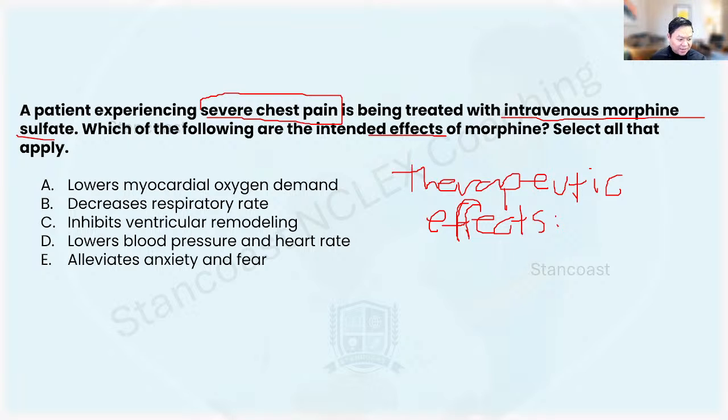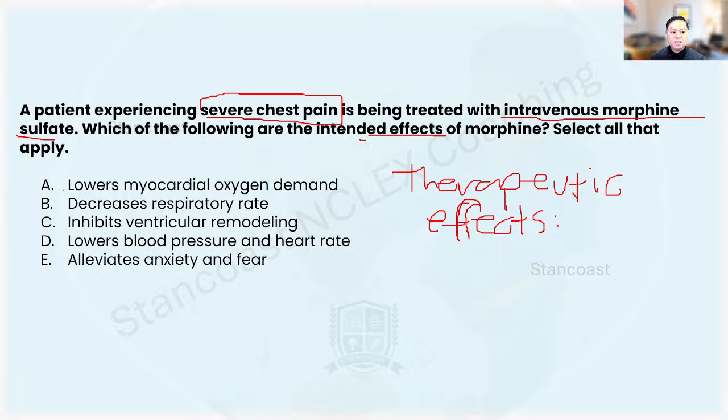It was a tough one, but don't get fooled by the diagnostic test. It was with that last set of words: what should the nurse do first? Okay, so back to question number 7. What are the intended effects of the morphine sulfate? What are the therapeutic effects?